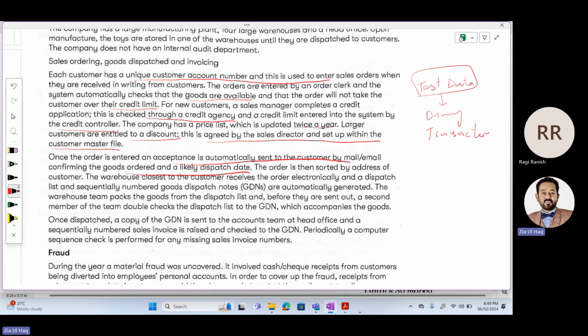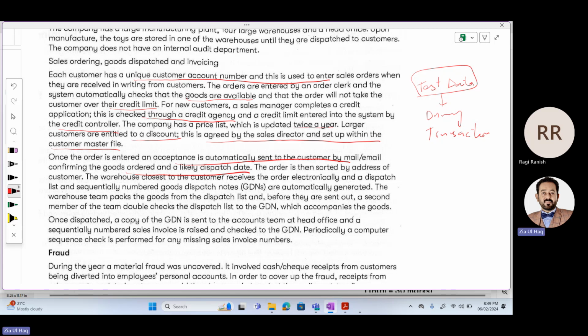Whether the system is doing this or not, how can we check? We will place an order into the system like a customer to see whether the system has confirmed to us. How does the system confirm? If you are placing an order, either they will send you a text message or they will send you an email. So we need to verify whether this control is working or not.